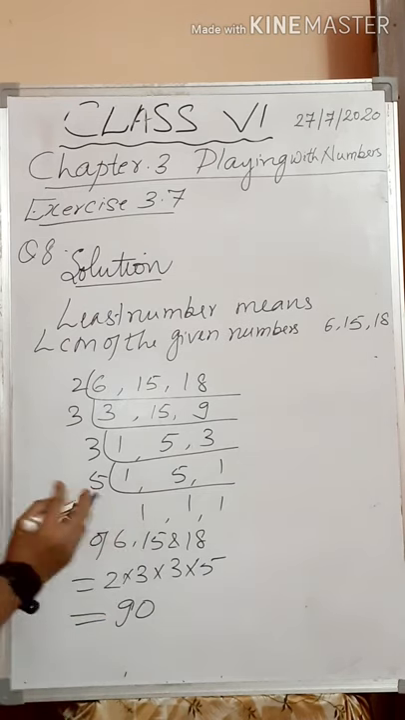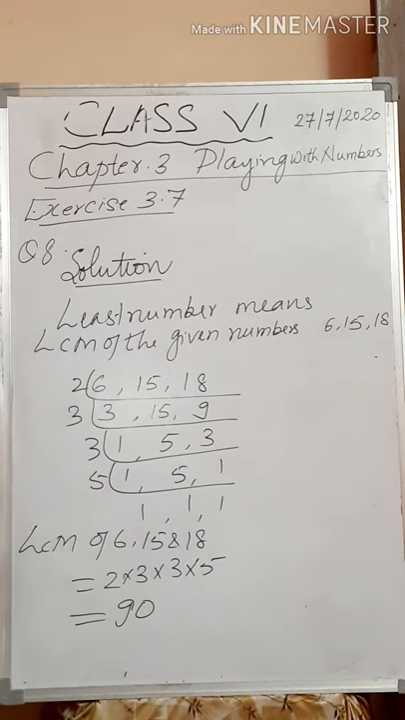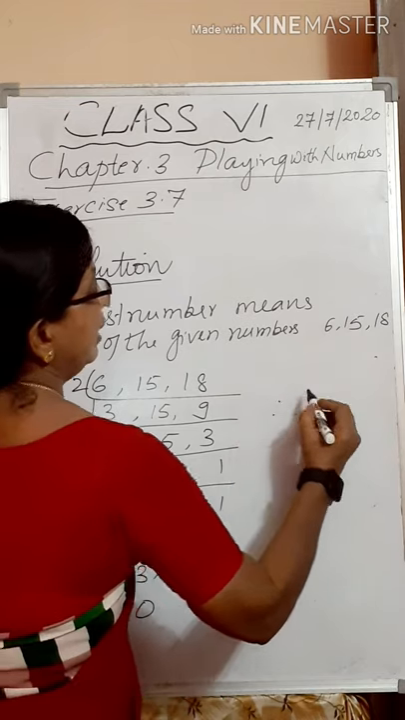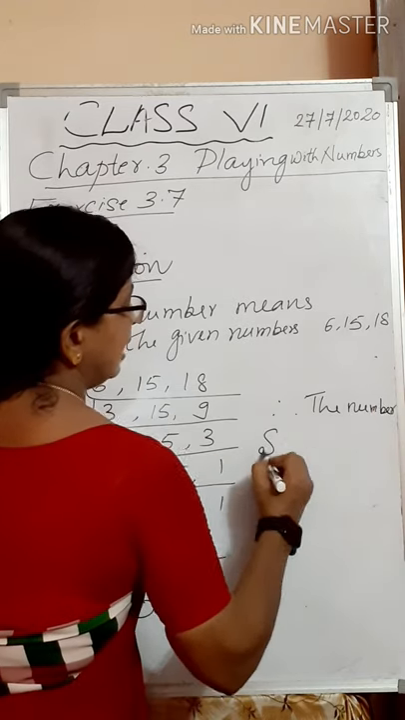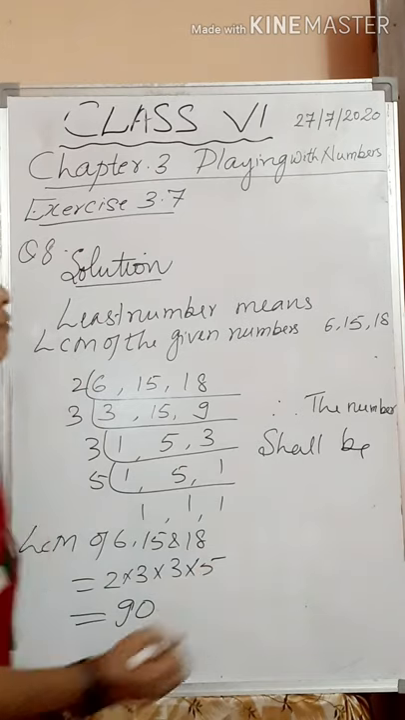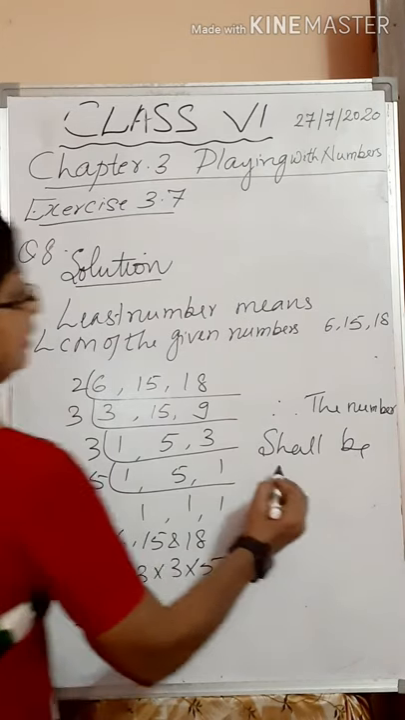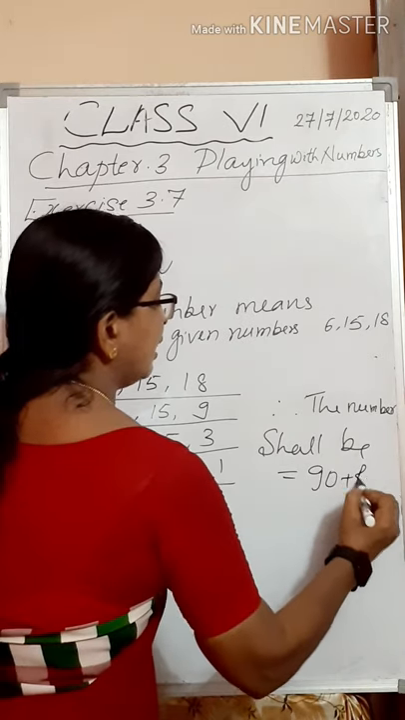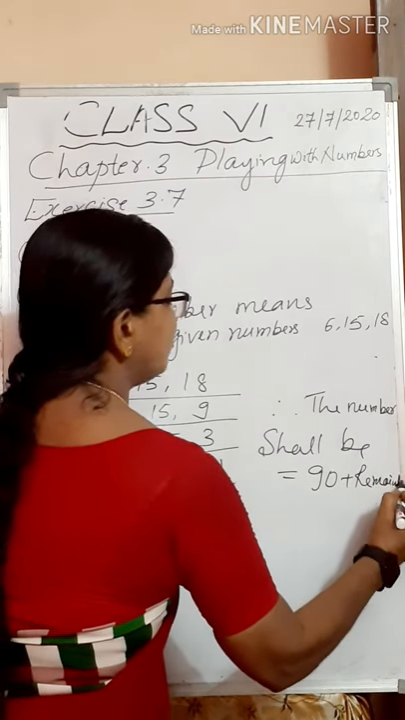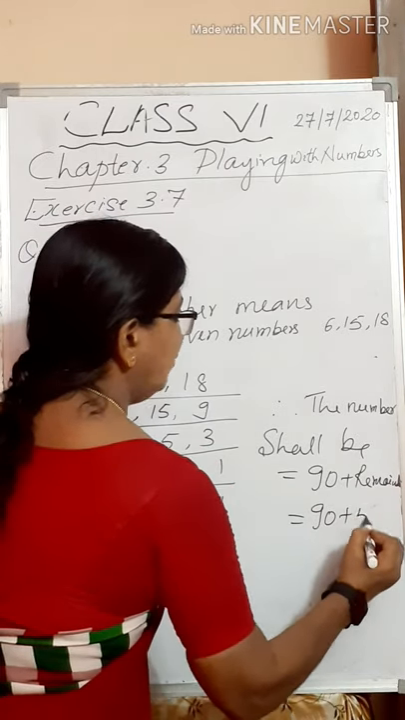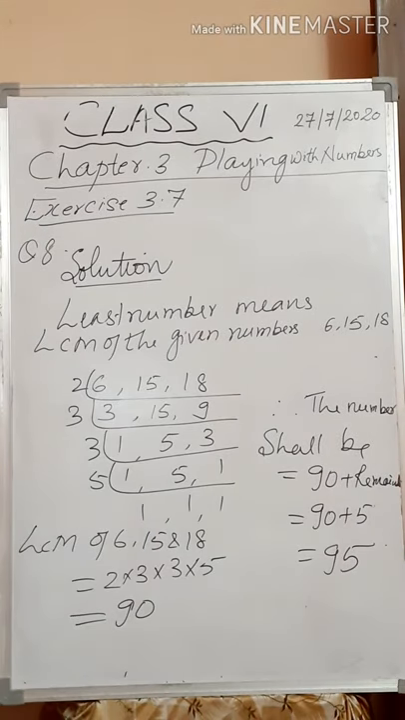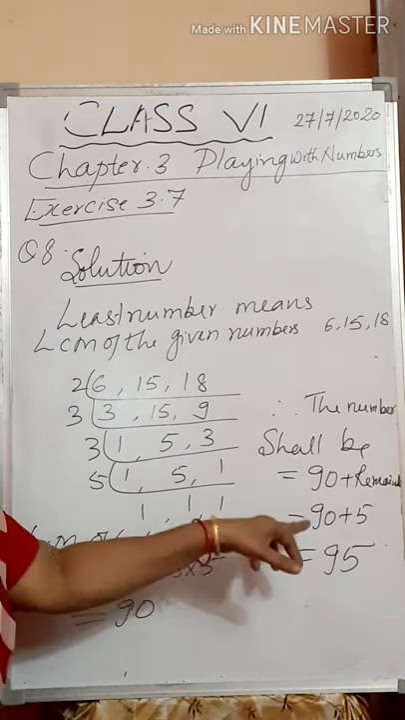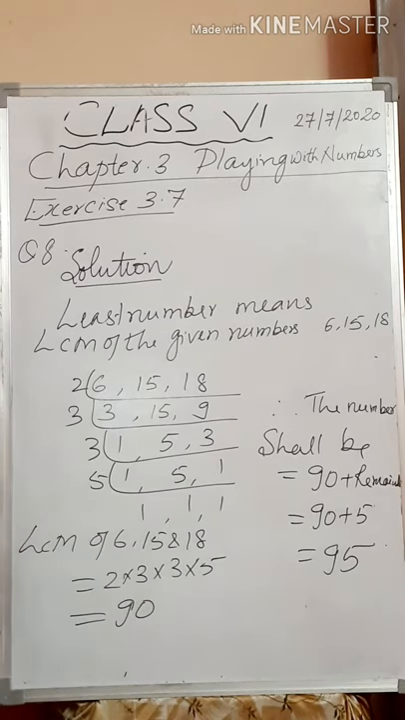Therefore, the least number means LCM plus the remainder. Therefore, what will be the number? LCM, we know that, is 90, plus remainder. Remainder is given as 5. 90 plus 5 we get 95. 95 is the answer, children. Least number means we have to find out the LCM. They are leaving 5 as remainder. So to get the answer we have to add LCM plus remainder. That is the answer. Okay children?